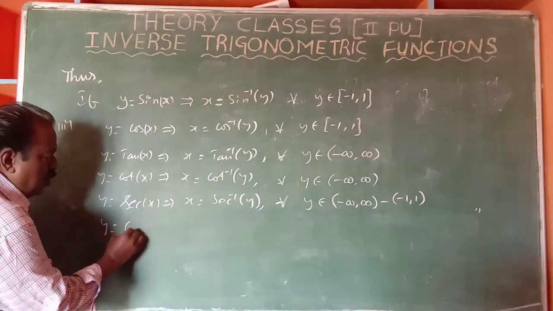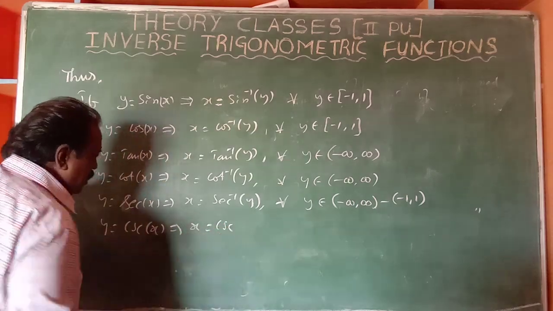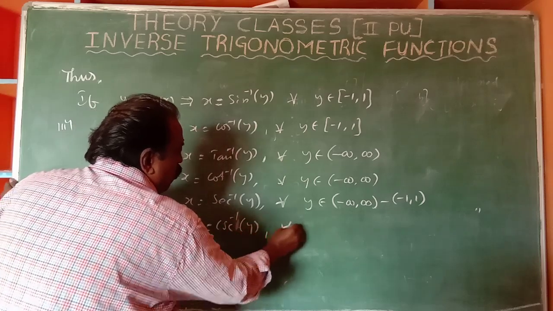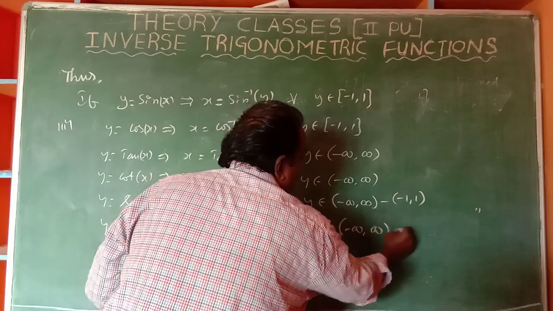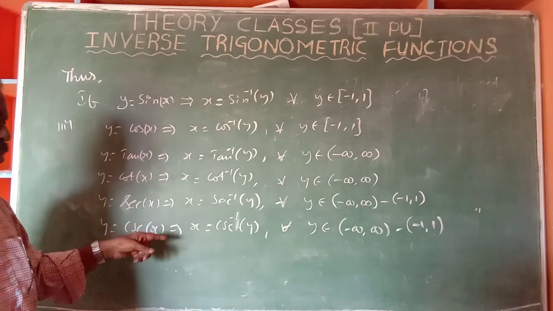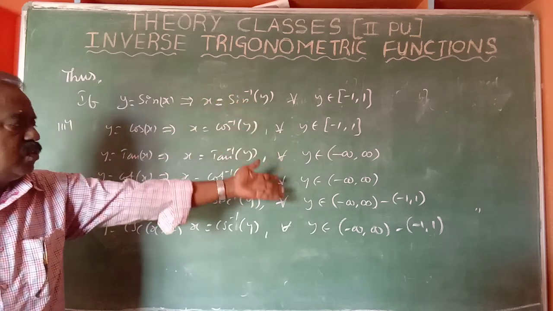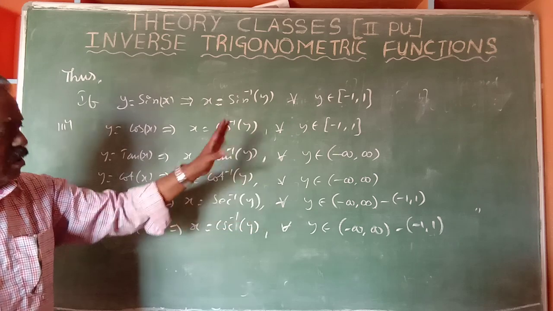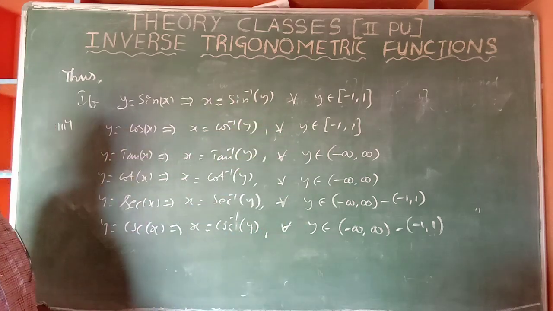Similarly, y is equal to cosecant x, then x is equal to cosecant inverse of y, where y belongs to minus infinity to infinity minus the open interval minus 1 to 1. It is also the same thing. Okay now? If it is not clear to you, simply leave it out; while we are solving the problems, it can be understood.